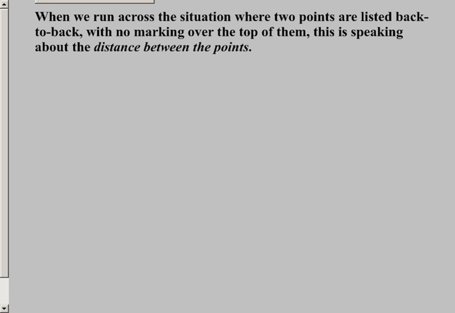Okay, now this is one that causes people trouble throughout the year, so I want you to pay close attention. Kind of the first little snag that we run into in geometry. If you ever run across the situation where two points are listed back to back, now we've seen plenty of that here with lines and rays and line segments. However, if there is no marking over the top of them, no little line, no little ray, no little line segment, there's just nothing over it, you've got two capital letters listed back to back and nothing else, this is speaking about the distance between the two points.